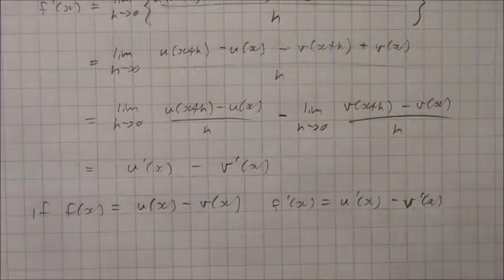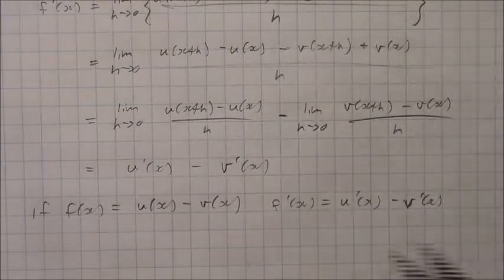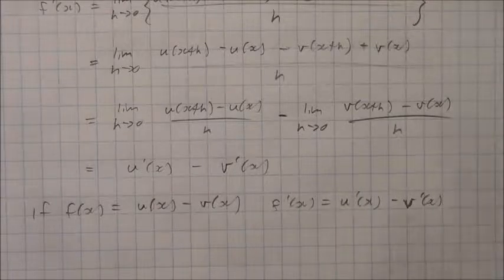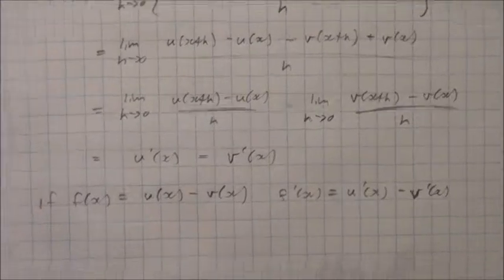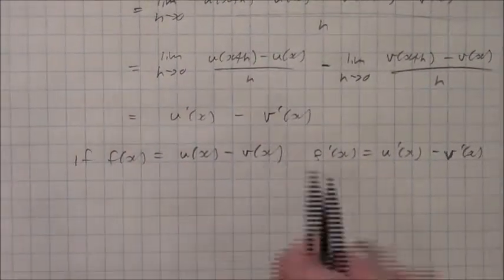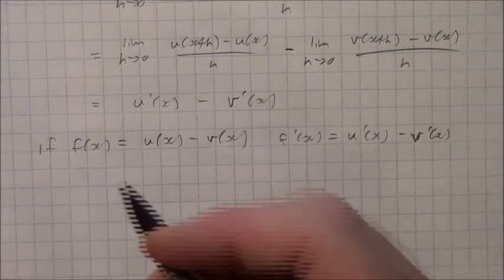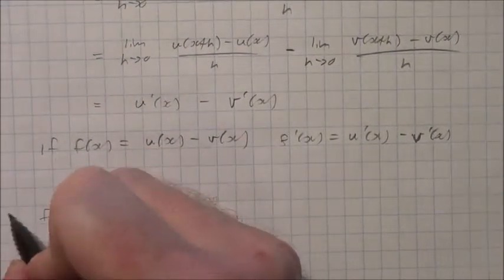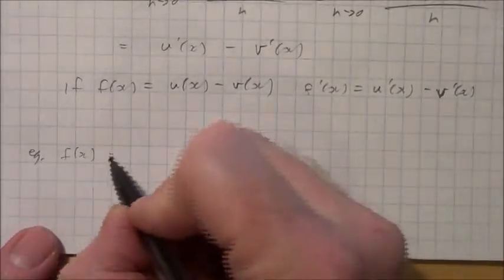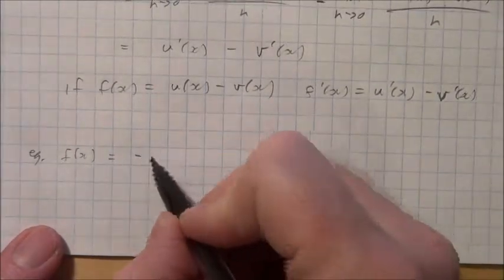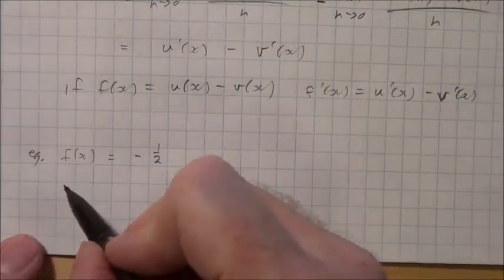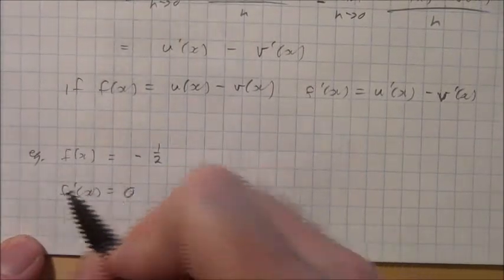Okay, so those are three proofs using the first principles, or the limit definition of the derivative, to show you how some of these differentiation rules actually work. Okay, so a real basic example. We're going to look at some examples tomorrow, but just a little basic example. So if I said f of x equals, well, a constant, let's say it's negative 1/2. Well, that's a constant, so f prime of x is going to equal 0.